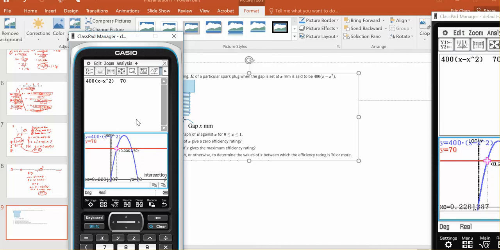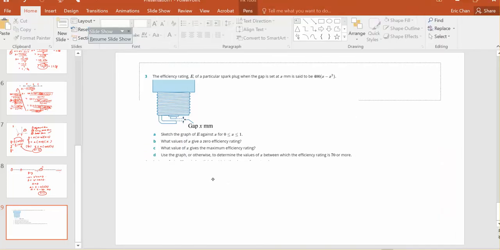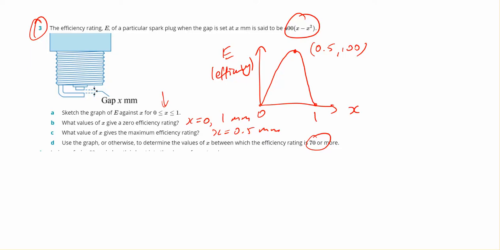Okay, so when x is between 0.226 and 0.774, it says you want the efficiency to be 70 or more. Okay, so at 0.226, x is at 70% efficiency. At 0.774, it's at 70% efficiency. Between there, it's greater than 70.